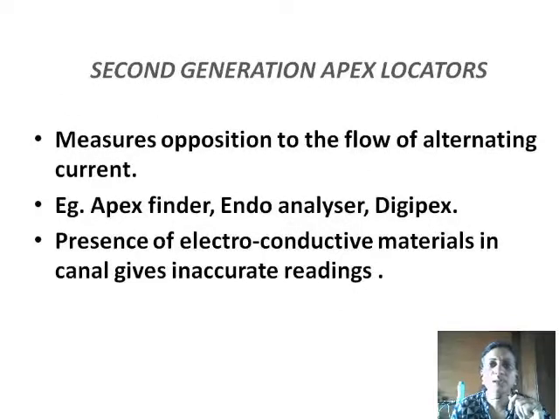Second generation were slightly better. They measured opposition to flow of alternating current. Again, the presence of electroconductive materials like fluid in the canal would give wrong readings.